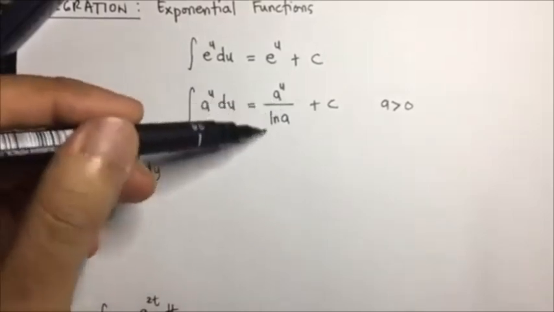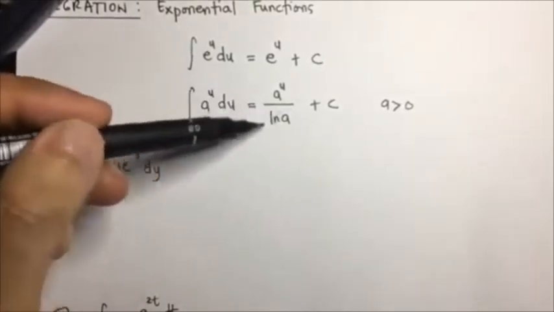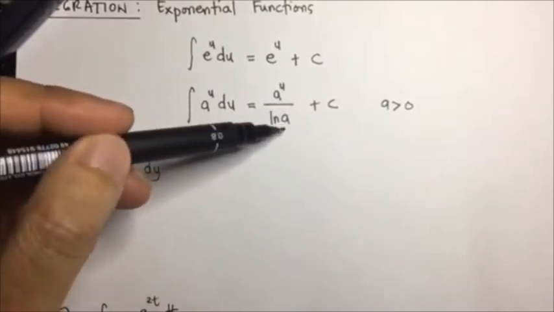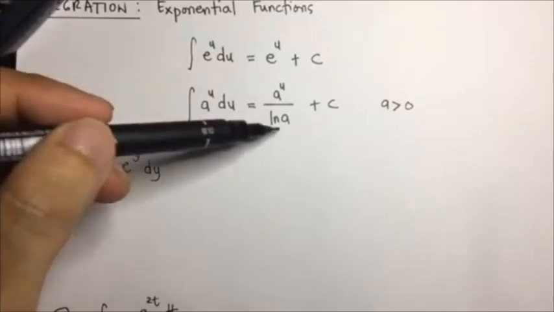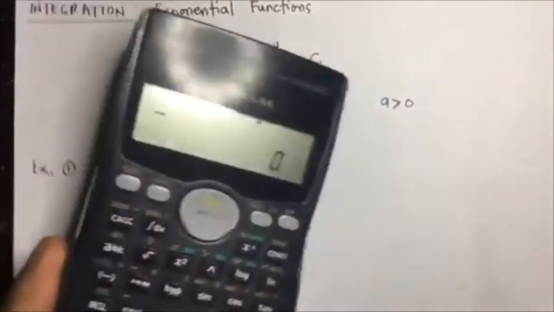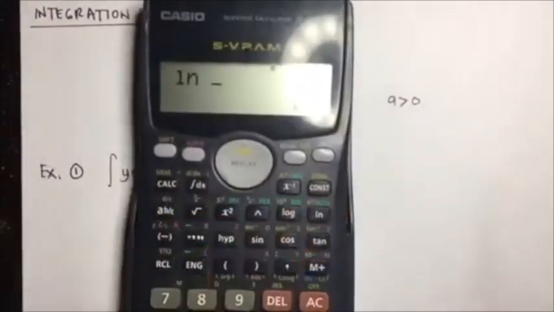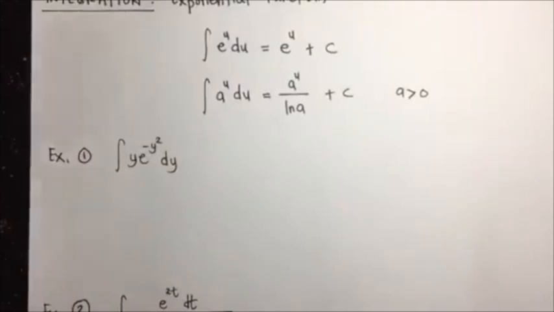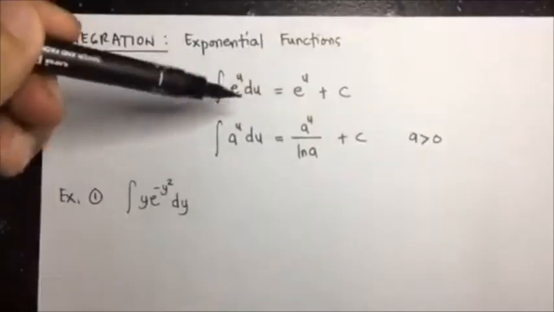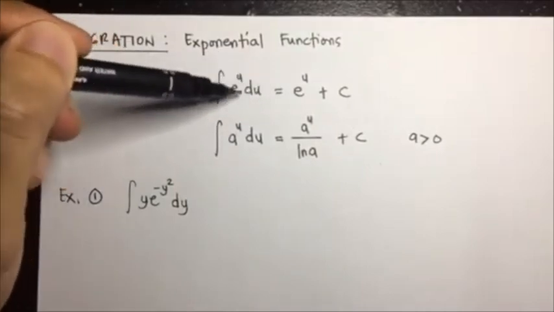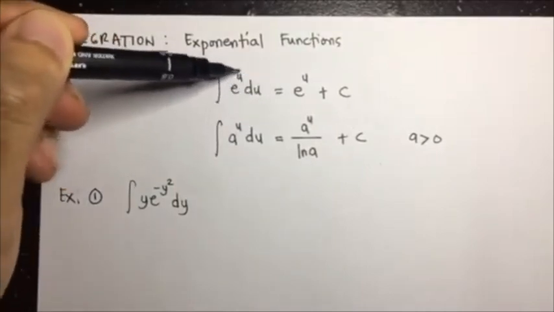Because in the formula, as you can see, we have ln of a, for which there is no natural logarithm for a negative number. So say for example -1. If you try to input natural logarithm of -1 in your calculator, it will say math error. So these two formulas are all we need. Just make sure that the differential part is the complete differential of u.